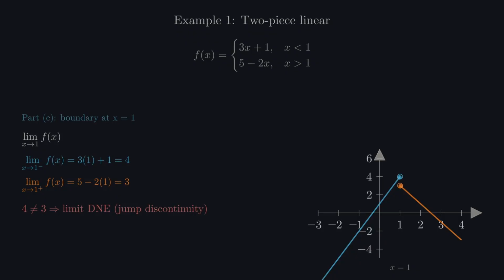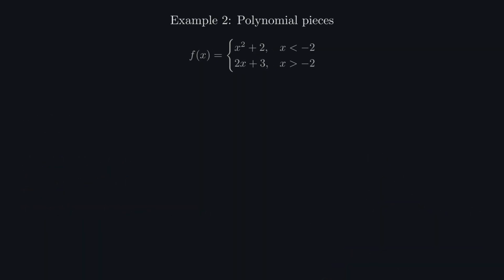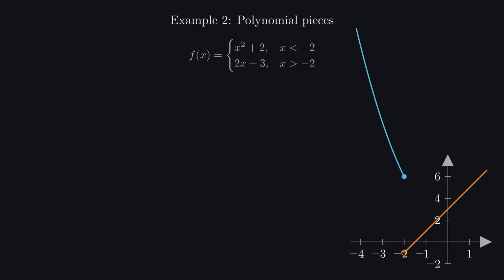Example 2. We have a polynomial piecewise function with a boundary at x equals negative 2. The left-hand limit uses the top rule, negative 2 squared plus 2 equals 6. The right-hand limit uses the bottom rule, 2 times negative 2 plus 3 equals negative 1. 6 does not equal negative 1, so the limit does not exist.